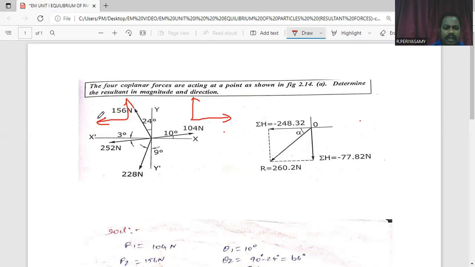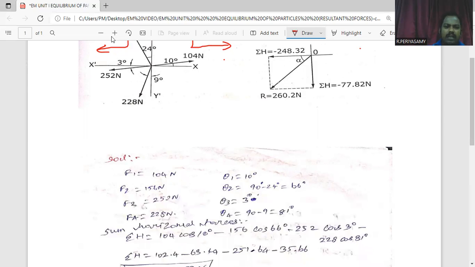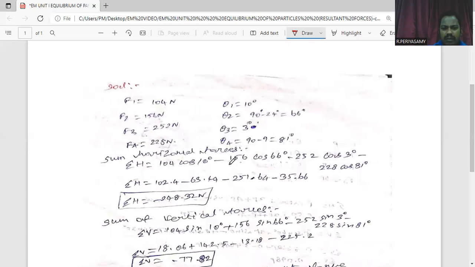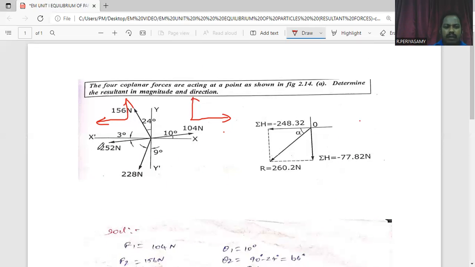Here the horizontal component is 156 cos theta 2, where theta 2 is 66 degrees. The vertical component is in the upward direction, so it is considered a positive sign. The vertical component is 156 sin 66 degree, because upward means positive. The horizontal component is in the leftward direction, so it is considered negative. So we note here minus 156 cos 66 degree. The same procedure we follow here.